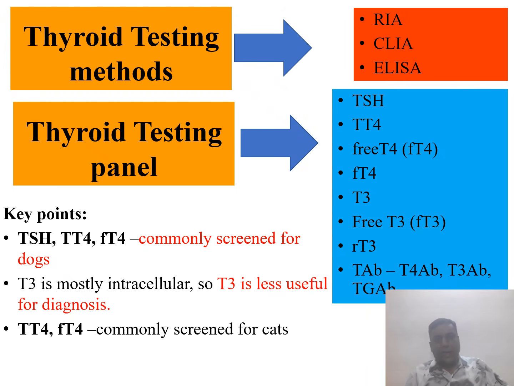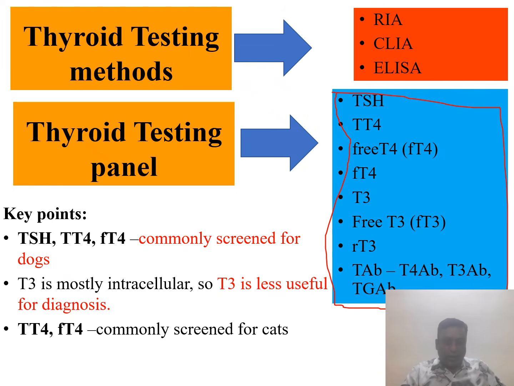As far as the thyroid testing panel is concerned, in this blue box you can see the thyroid panel available for human use: TSH, total T4, free T4 (FT4), total T3, free T3, reverse T3, thyroid antibodies, T4 antibodies, and TG antibodies. They are commonly used as a thyroid testing panel for diagnosis of thyroid dysfunction in humans.